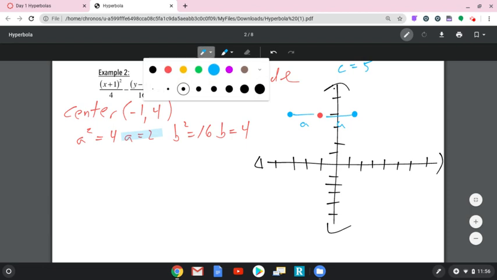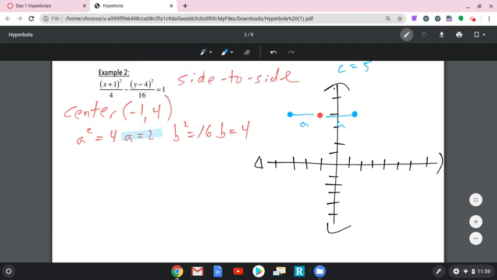Now B, let's take a look at B. So I might have to add some, which I think I do. B is 4, right? Let's make this a little taller for me.